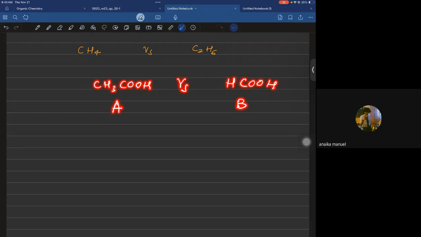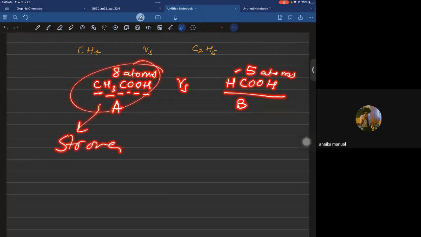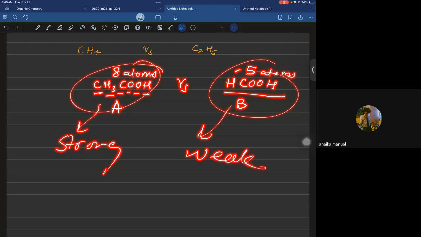Okay. I told you that if you have more atoms, there is strong intermolecular force, and with fewer atoms, weak intermolecular force. If you count the number of atoms, in this one there are eight atoms, and in this one only five atoms. More atoms, more attraction. This is strong, this is weak. That's why this has a low boiling point and this has a high boiling point.